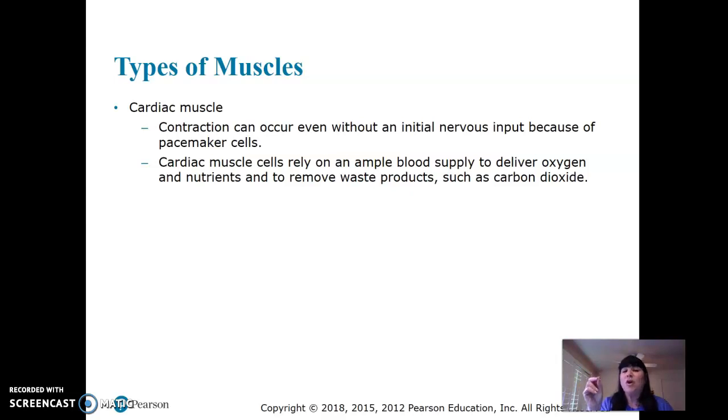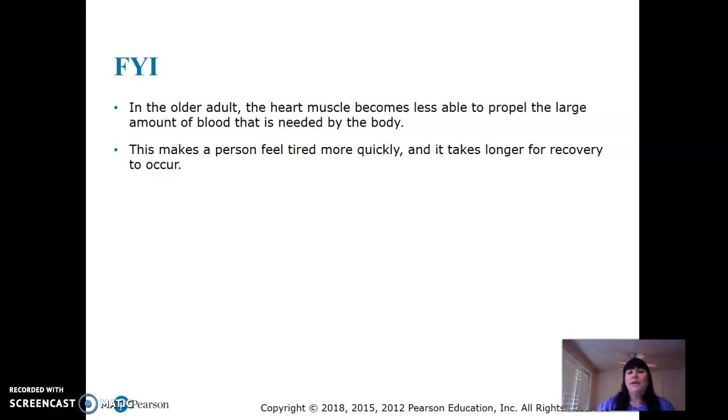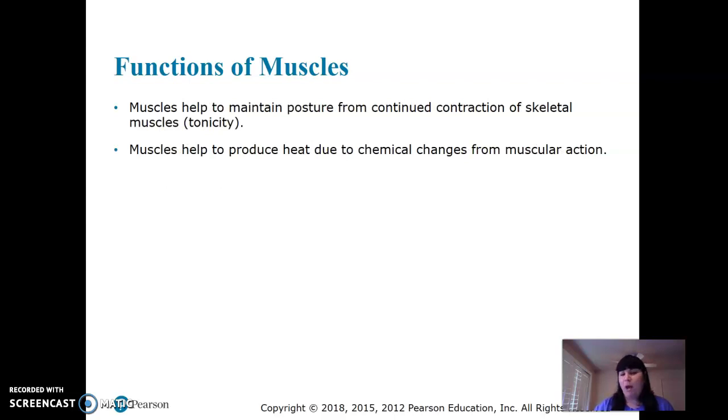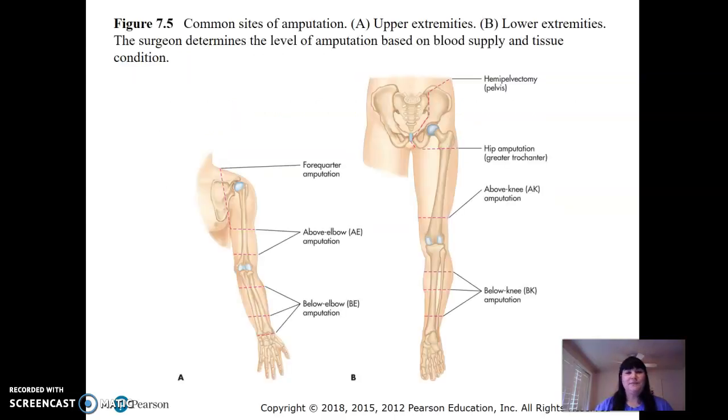So there's a special place in the heart. It's called the SA node or the sinoatrial node, and that generates electrical impulses to get the contraction going. Yes, they have to have a lot of blood. Cardiac blood gives nutrients, gives oxygen for the muscles to work. All right, so it talks about as we get older, we get tired more frequently because of the cardiovascular system. Yes, muscles are involved in movement, okay? And then posture and producing heat.